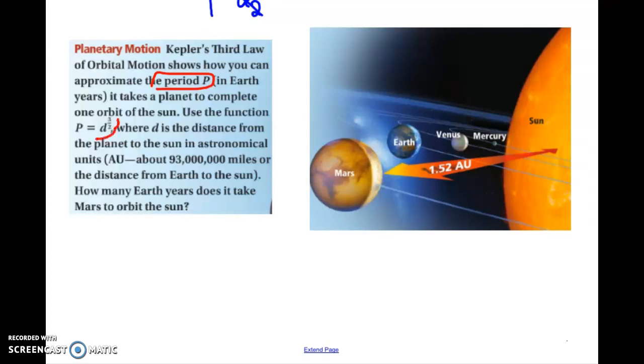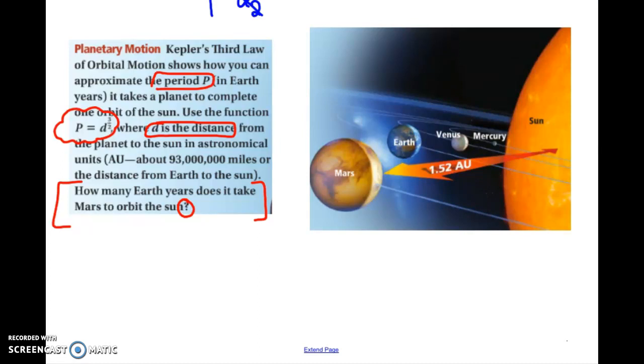Use the function, oh, I love it when they give us the equation, p equals d to the 3/2, where d is the distance from the planet to the sun in astronomical units, which 1 AU is about 93 million miles, or the distance from Earth to the sun. Finally, a question mark. This is what we need to answer. How many Earth years does it take Mars to orbit the sun?